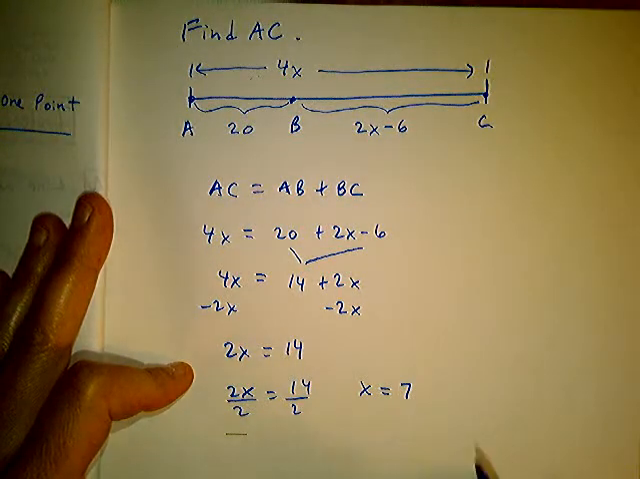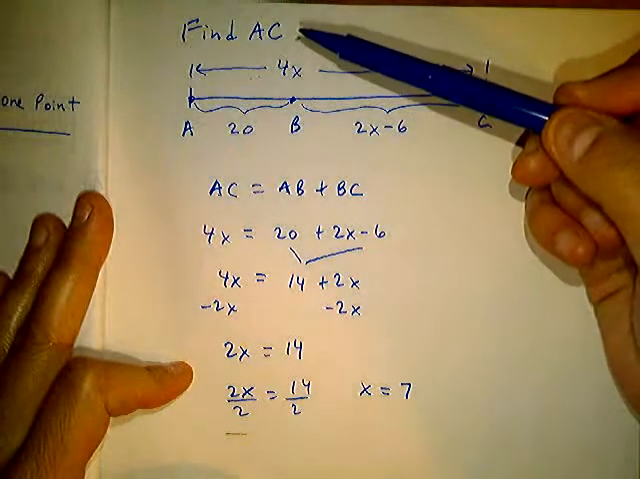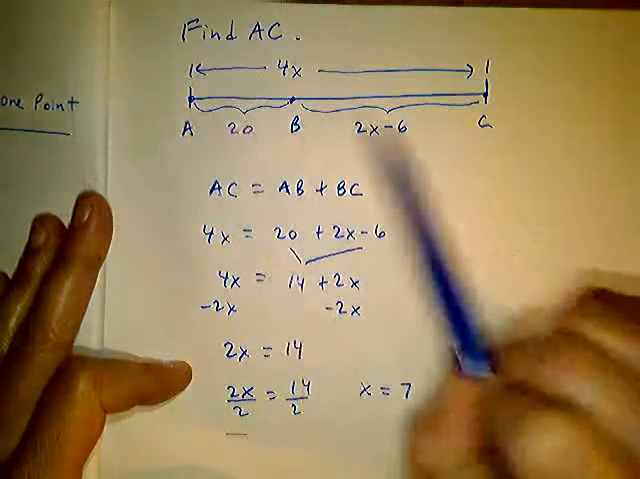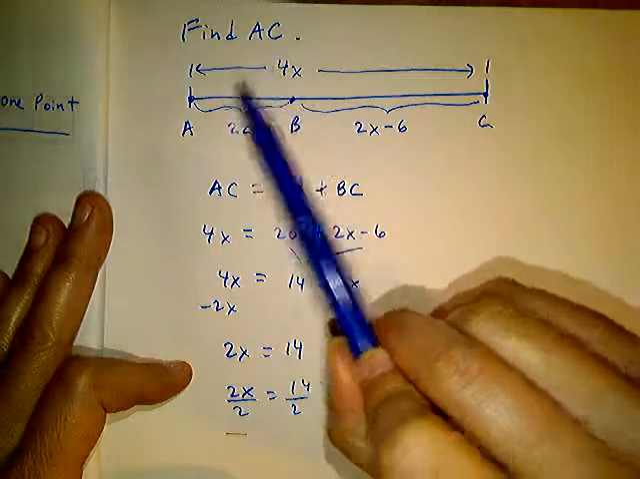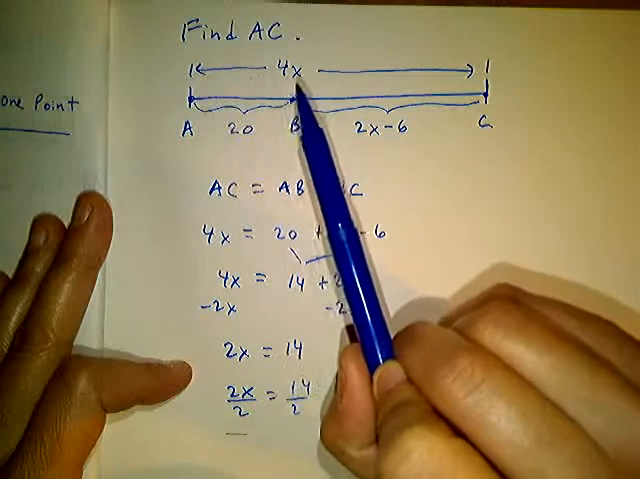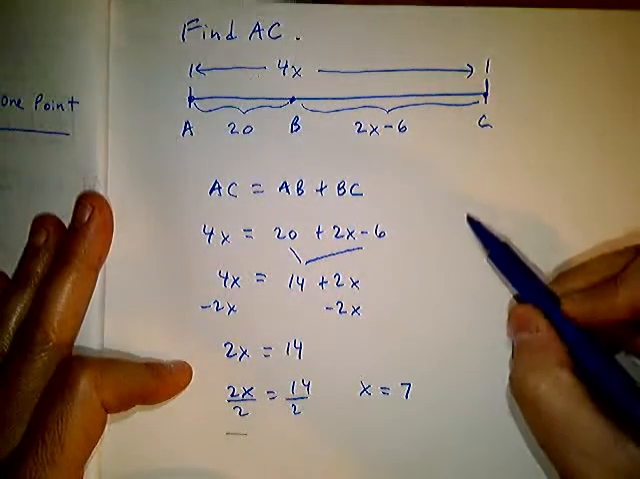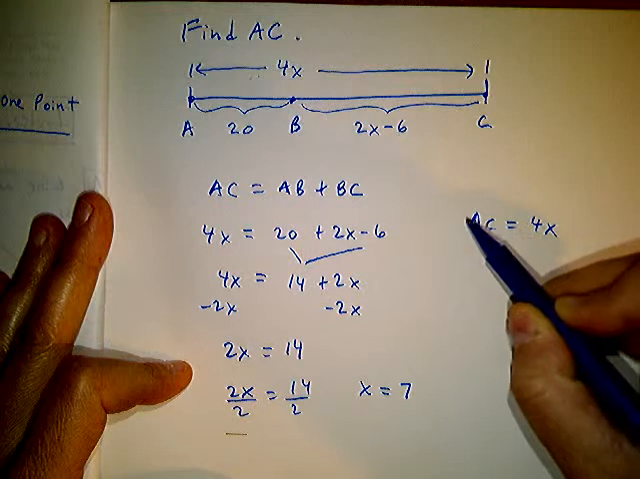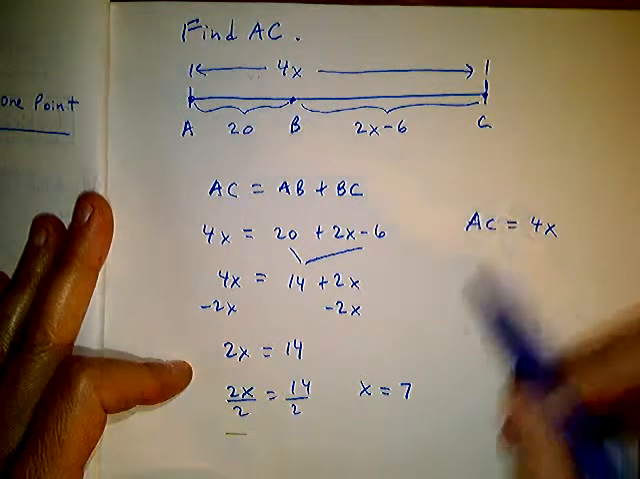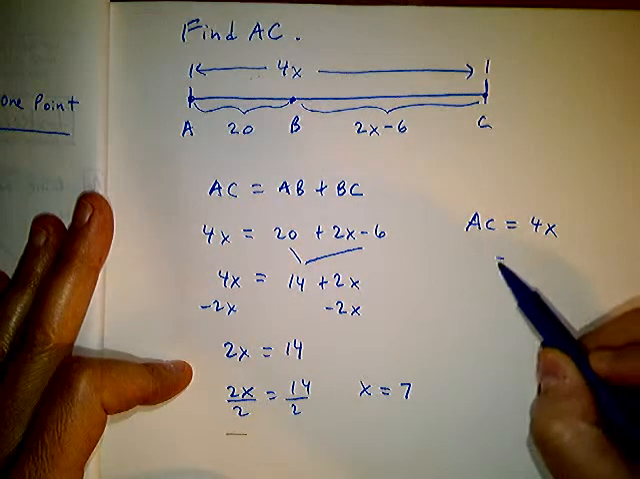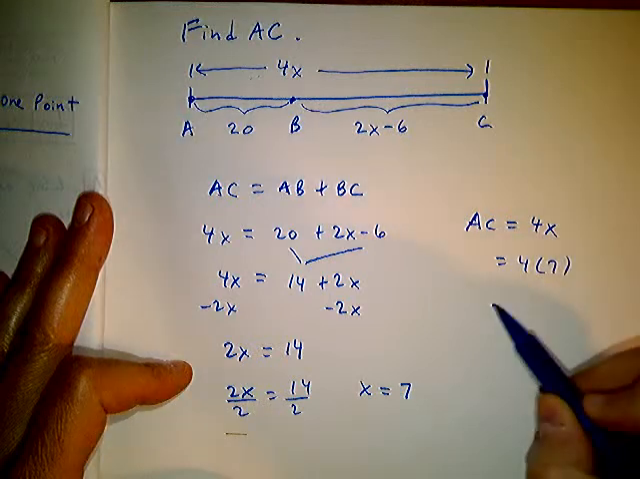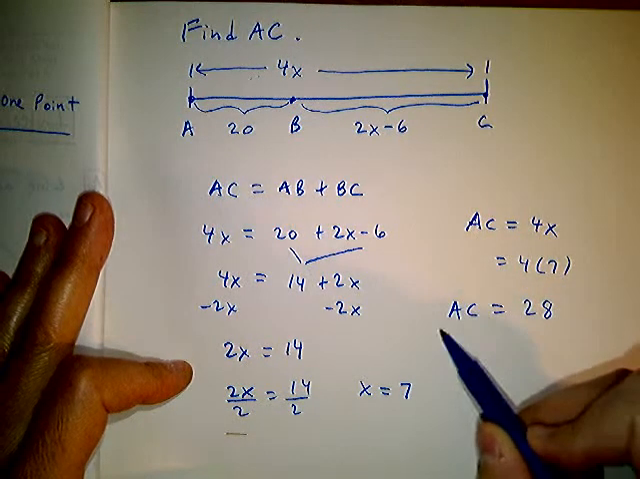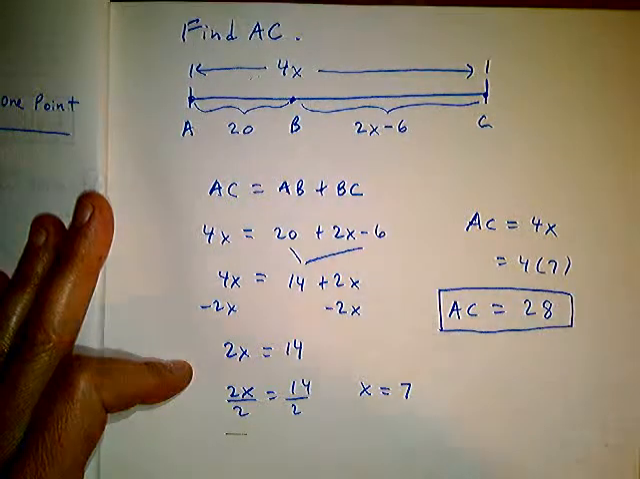But if you really read the question carefully, go back to what we've been directed to do, it doesn't say find x, does it? It says find the distance from A to C. So, since the distance from A to C is represented by this name here, 4x, I'm going to say that AC equals 4x, 4 times x. Now that we know what x is, it's 7, we know that that would be 4 times 7, or 28. So our final answer is that AC equals 28, not x equals 7.